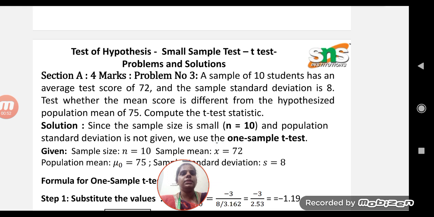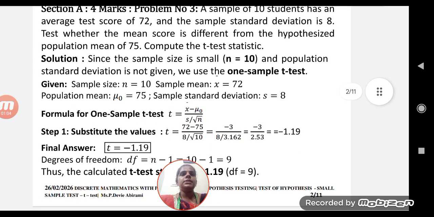The t-test statistic is nothing but the student t-test. This can be calculated by using the formula (x minus mu) by (sigma by root n). Whereas the given part is sample size n is equal to 10, sample mean x is equal to 72, and the population mean is denoted as mu naught, that is equal to 75, and the sample standard deviation s is equal to 8. So now I am going to substitute these values in my formula.